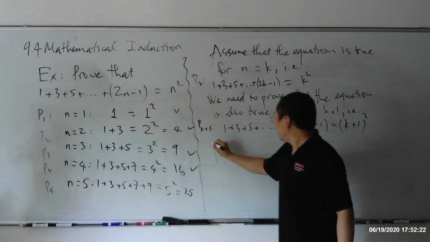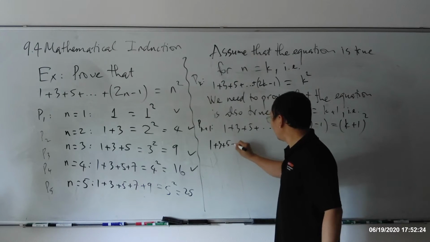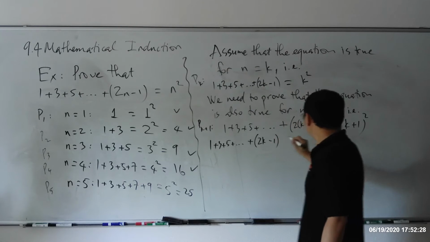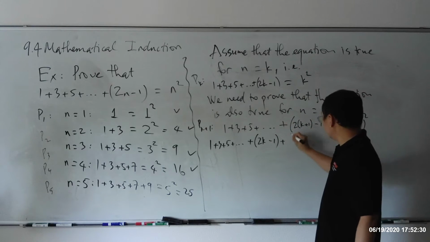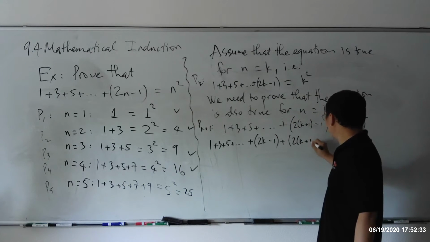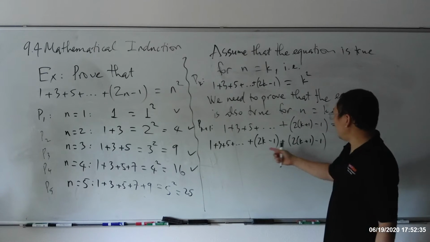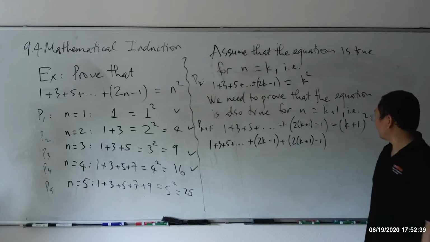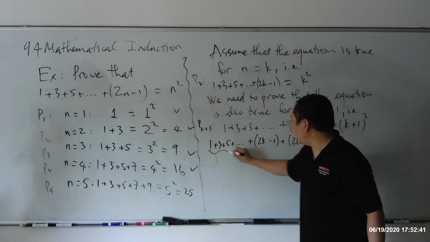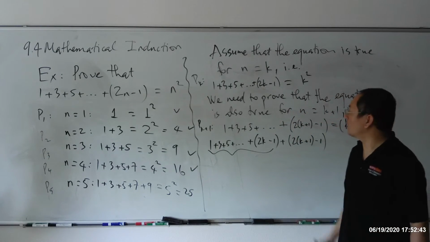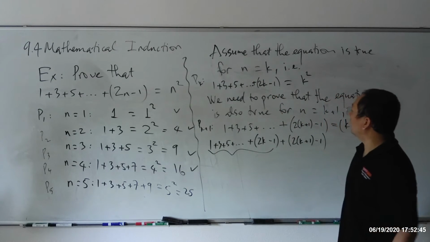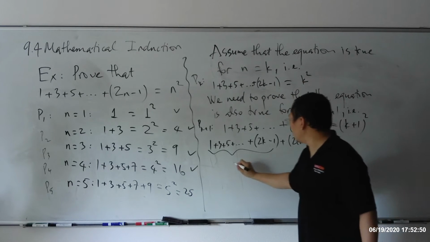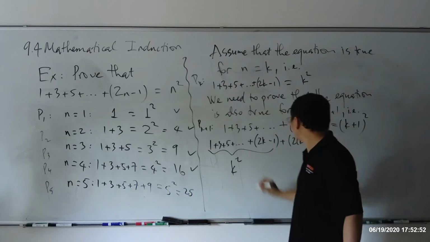This means 1 plus 3 plus 5 plus data all the way to 2k minus 1 and then plus the last number 2 times k plus 1 minus 1. Think of k as counting 1, 2, 3, 4, 5 all the way to k and then k plus 1. Okay? And why do we need that? Because this is the sum of the first k terms. So we can use the assumption step right here. And the sum of the first k odd numbers will be equal to k squared. That's what we have.